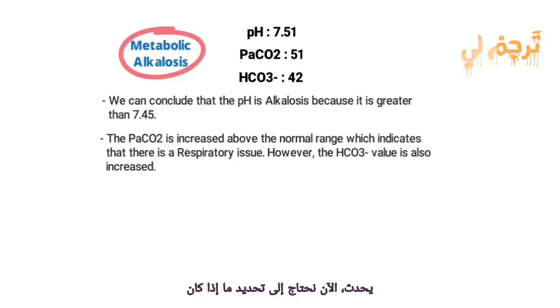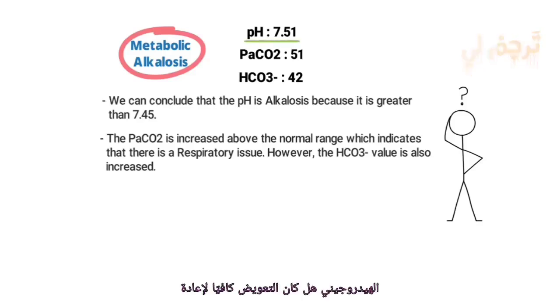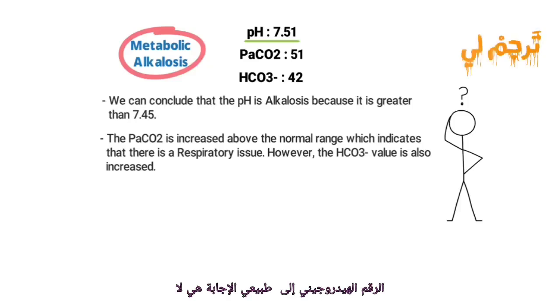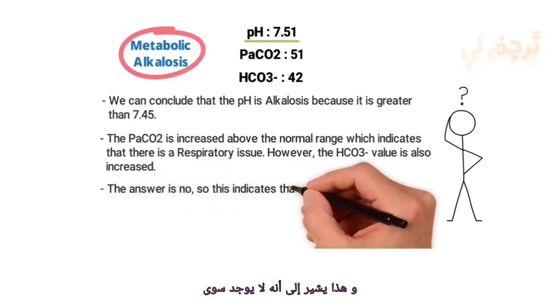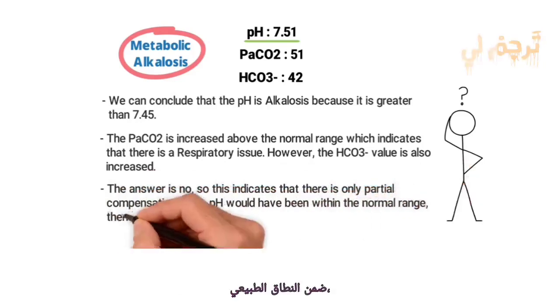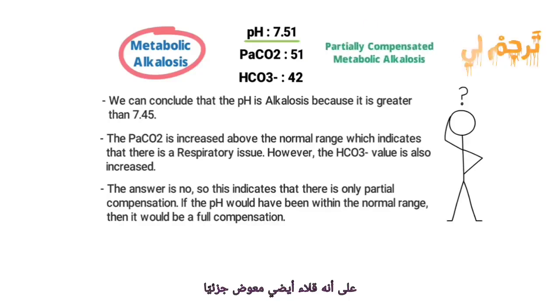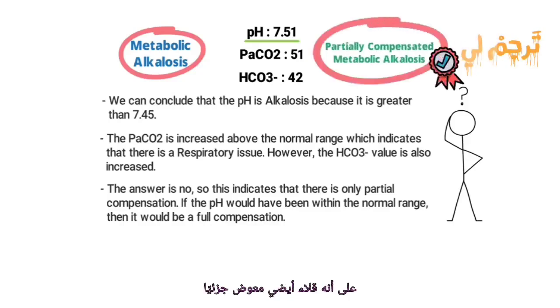Now we need to determine if this is a full compensation or a partial compensation. To answer this question, we need to look back at the pH. Was the compensation enough to bring the pH back to normal? The answer is no. This indicates that there is only a partial compensation. If the pH would have been within the normal range, then it would be a full compensation. But in this case, it is only partially compensated. So taking everything into consideration, this ABG can be interpreted as partially compensated metabolic alkalosis.